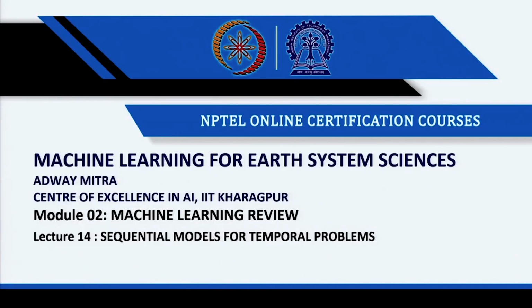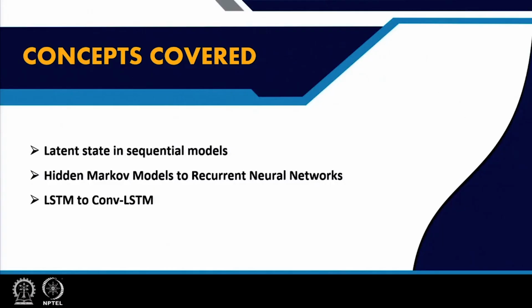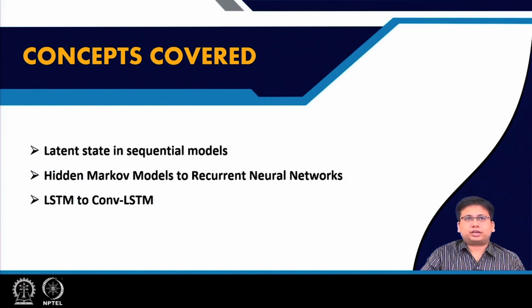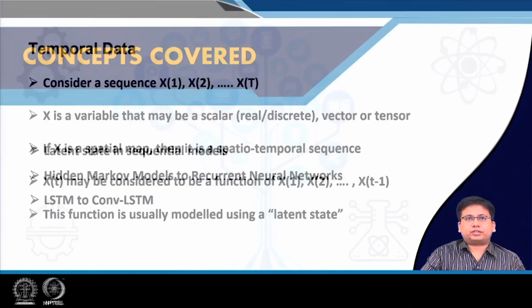Hello everyone, welcome to lecture 14 of this course on machine learning for earth system science. We are right now in module 2, which is about review of machine learning techniques relevant for this course. So today we will talk about sequential models for temporal problems in earth sciences. The main concepts to be covered in this lecture are latent state in sequential models, from hidden Markov models to recurrent neural networks, and from LSTMs to conv LSTMs.